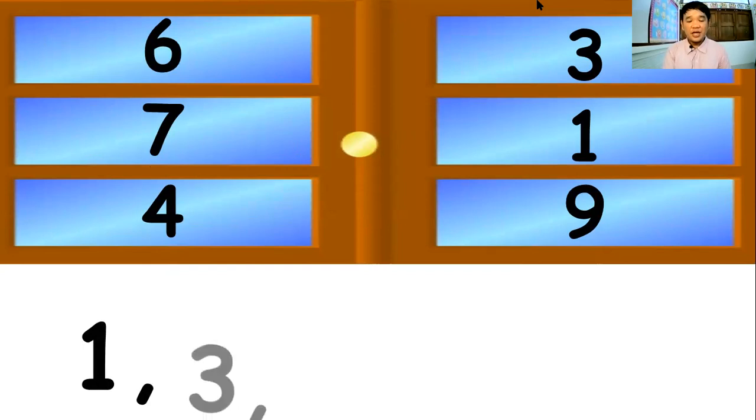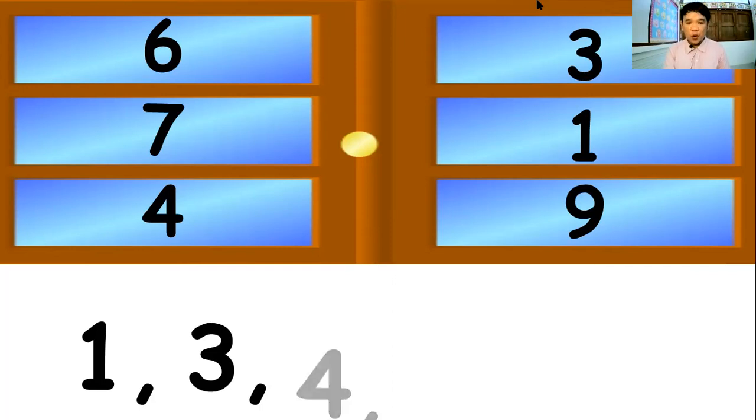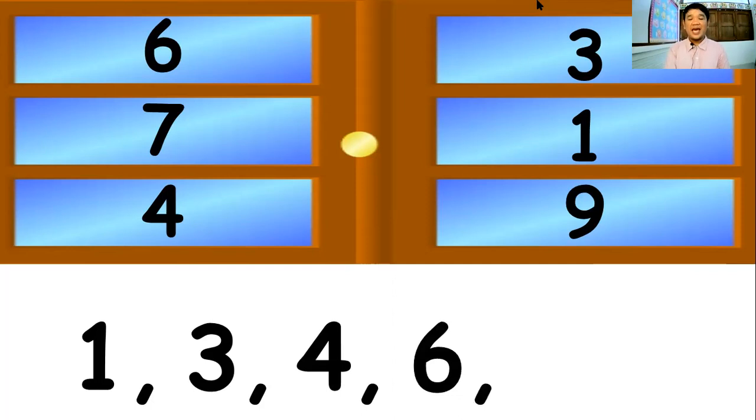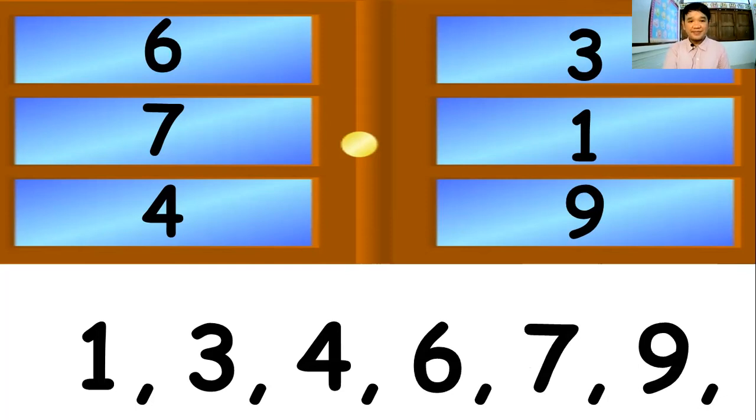After 1 is 3. And after 3 is 4. And after 4, we have 6. And after 6, we have 7. And the greatest number is 9. Very good. Again, to order the numbers from smallest to greatest, we have 1, 3, 4, 6, 7, and 9. Okay?